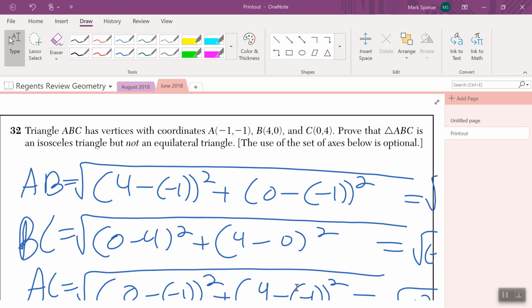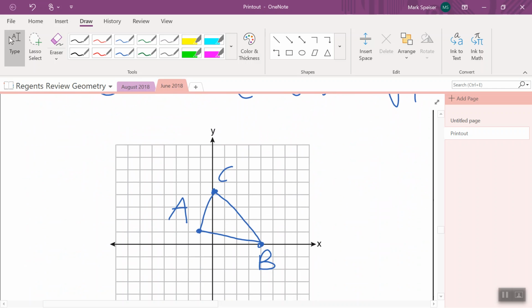Part 3, question 32. Triangle ABC has coordinates A at -1, -1, B at 4, 0, and C at 0, 4. Prove that triangle ABC is an isosceles triangle, but not an equilateral triangle. So the first thing we do, before our plan, is draw a triangle. If you draw a triangle wrong, be very careful, you will lose points. A at -1, -1, B at 4, 0, and C at 0, 4.